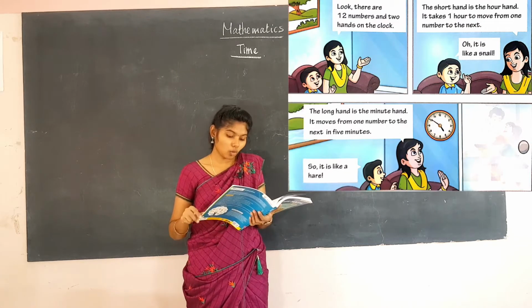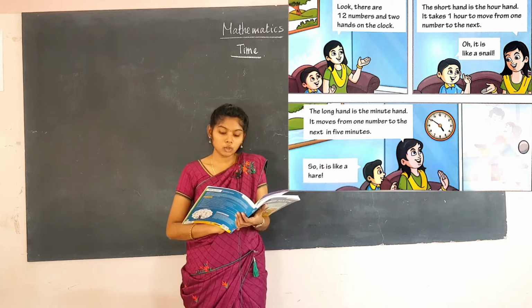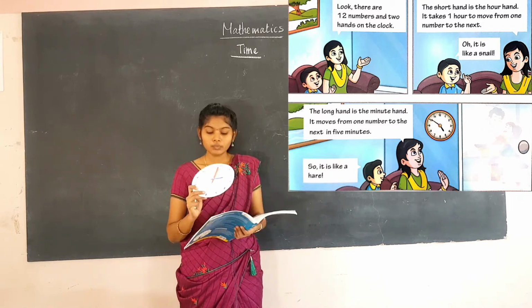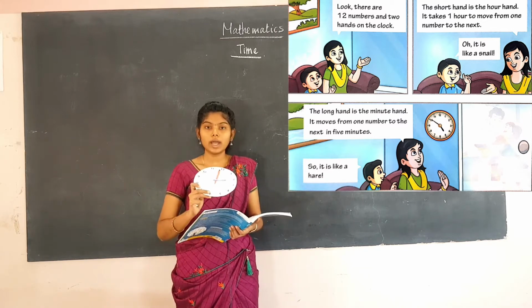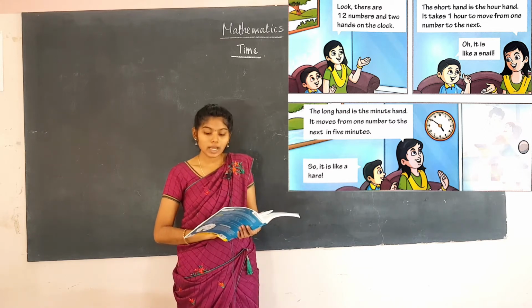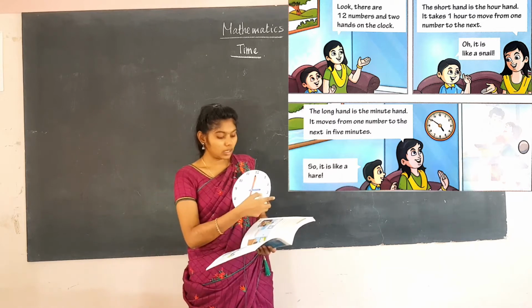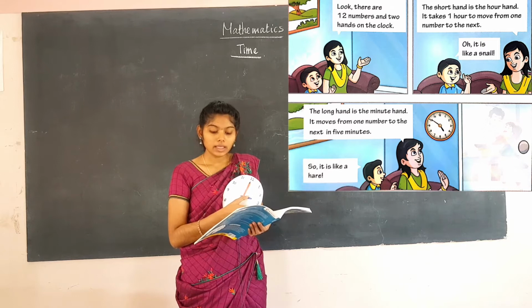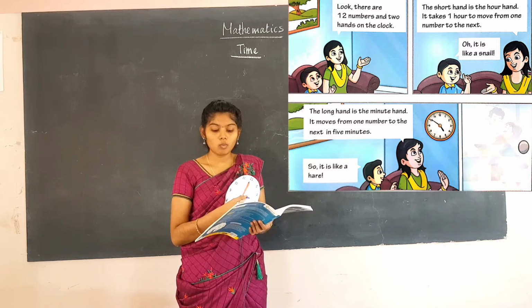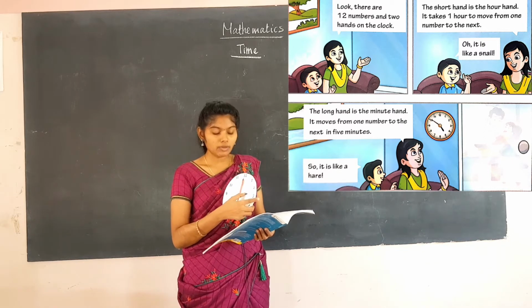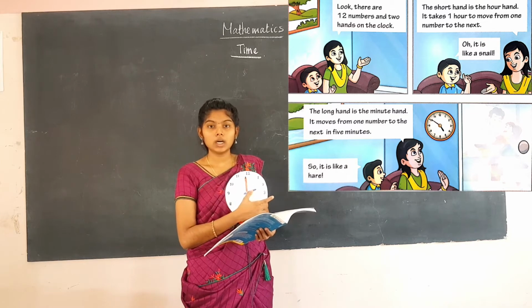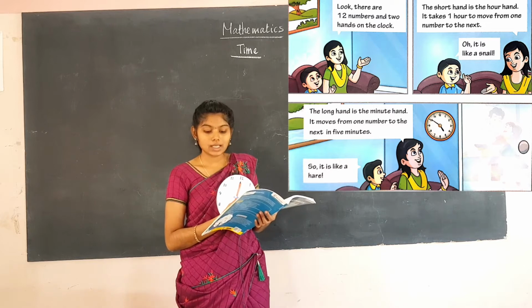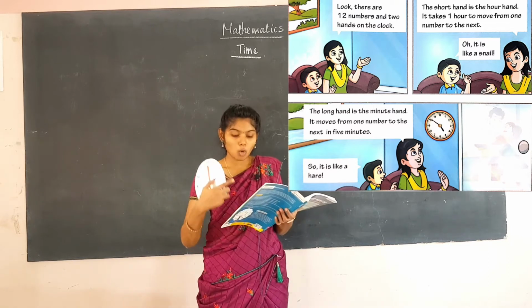So see here below, look, there are 12 numbers and 2 hands on the clock. So see this, there are 2 hands on the clock, which is the short hand and which is the long hand. The short hand is the hour hand. So here the blue color, right, this is the short hand which is the hour hand, and it takes 1 hour to move from one number to the next number. Why are you calling this the hour hand, the blue color? Because it takes 1 hour to move to the next number. Oh, it is like a snail, the boy is saying.